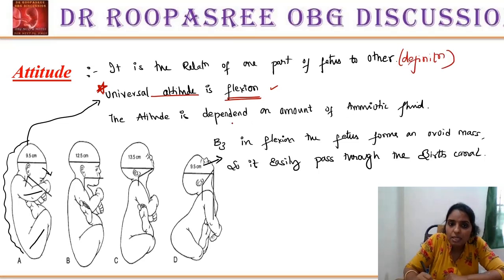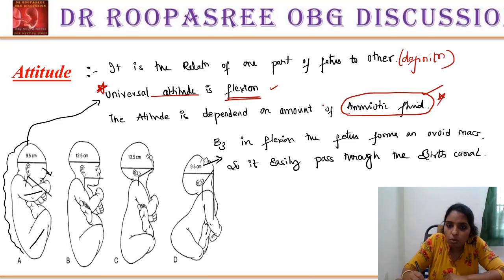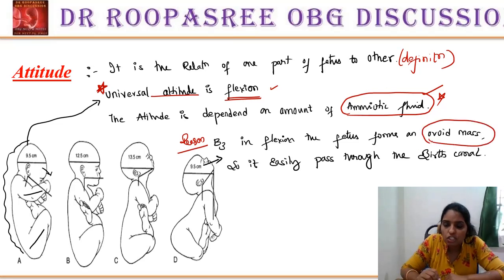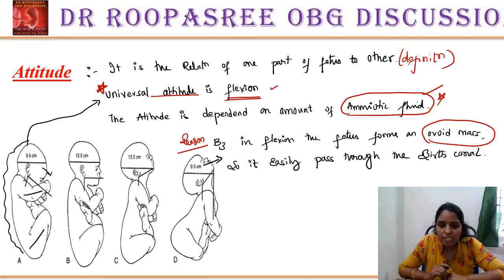Okay, and depending upon the amniotic fluid, will the attitude of the fetus change? Yes. Why? What is the reason? Because in flexion it forms an ovoid mass, so it easily passes through the birth canal. Okay? Next. These are the questions that can be asked. See, I am specifically mentioning each and every line which is asked in the examination. Please note down all the points, so that you will be very benefited.